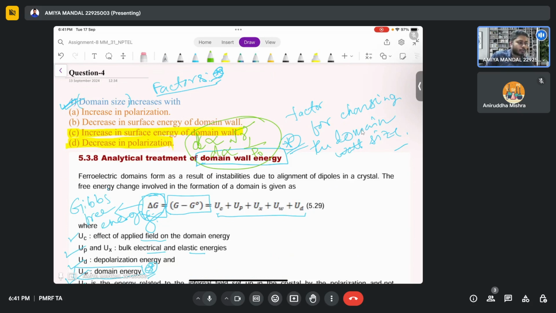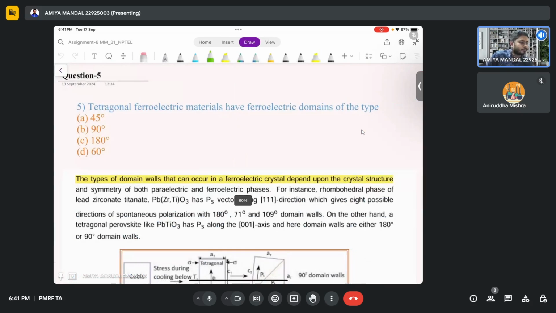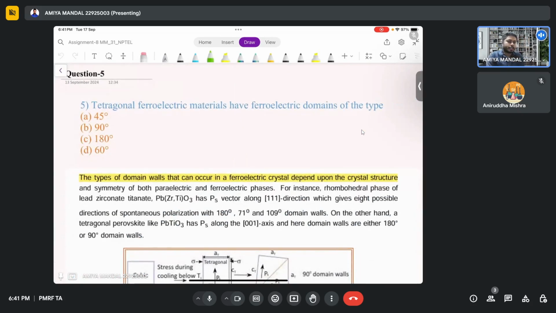Now we are moving to question number 5: tetragonal ferroelectric materials have ferroelectric domains of what type? I have already discussed this question in question number 3. So tetragonal ferroelectric materials have ferroelectric domains of type 90 degree. When a ferroelectric material transforms from cubic to tetragonal phase, two types of domains are formed.